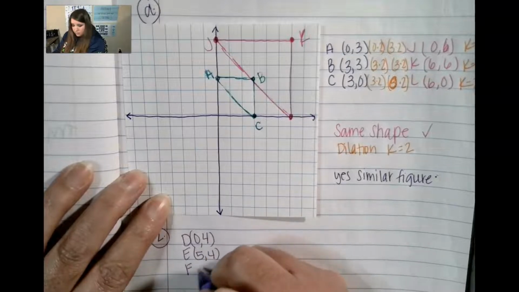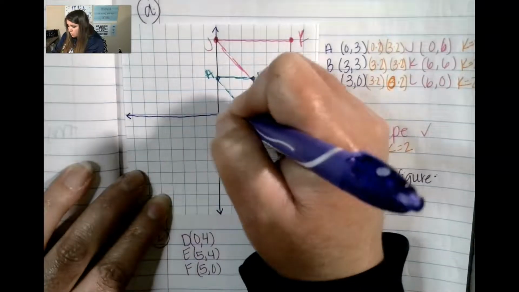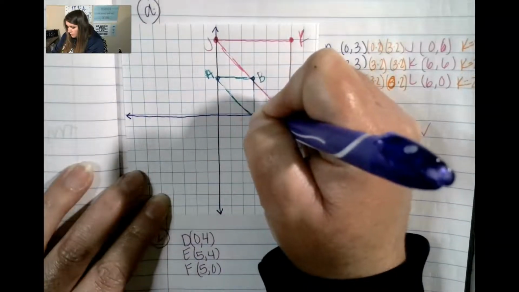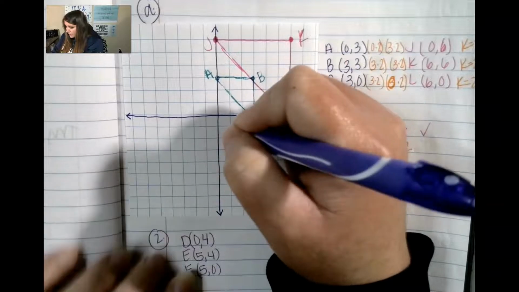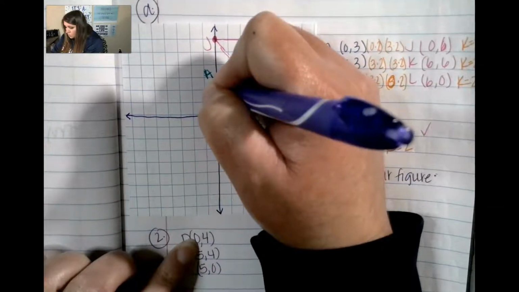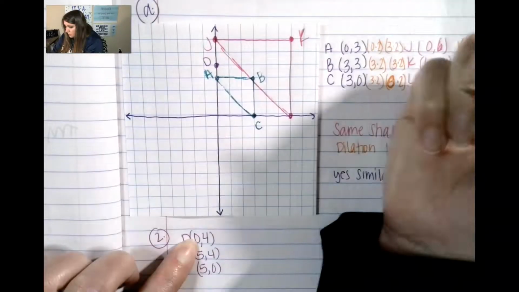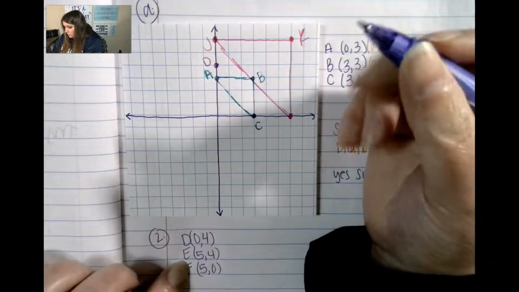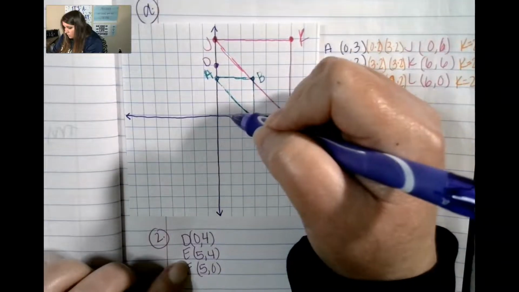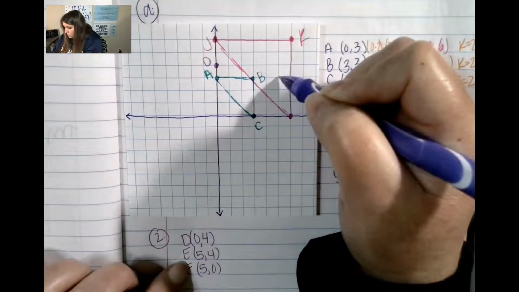And F is 5, 0. So 0, 1, 2, 3. Wait, X is 0. So go nowhere and then go up 4. 1, 2, 3, and 4. There's D. E is 5, 4. 1, 2, 3, 4, 5. 1, 2, 3, 4.